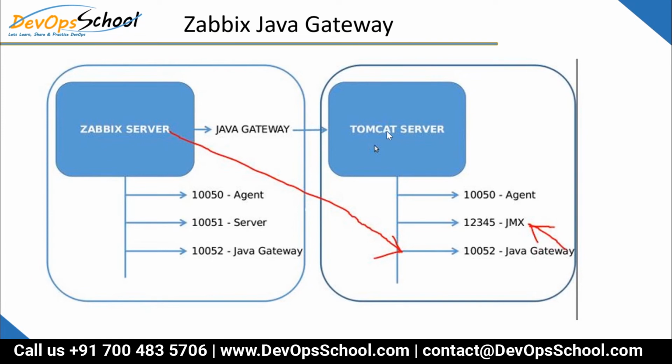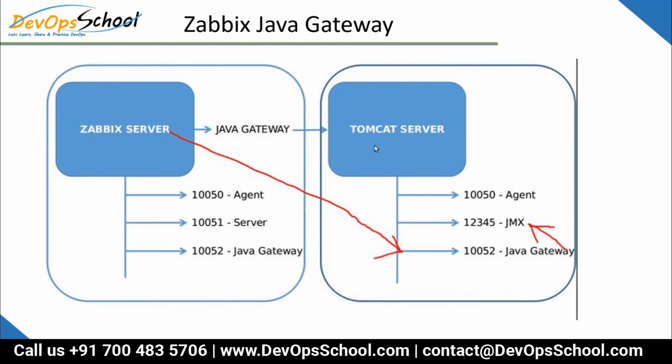That means, in a simple way, the Tomcat server will make all the Java metrics available at the 12345 JMX port number, and from there the gateway will take the data from 12345 and make it available at the gateway, and then Zabbix server will take it from port number 10052 of the Java gateway. Are you able to understand this, all of you?